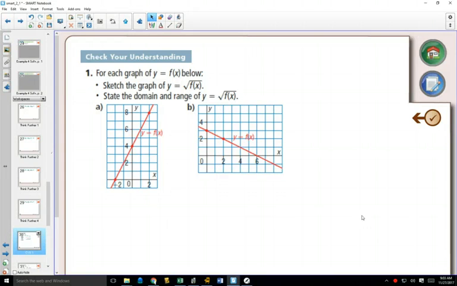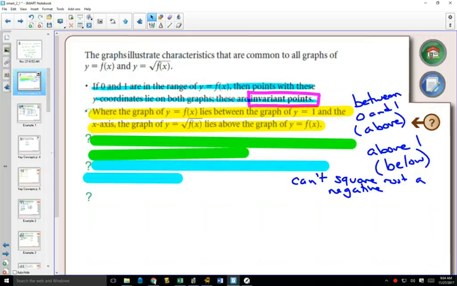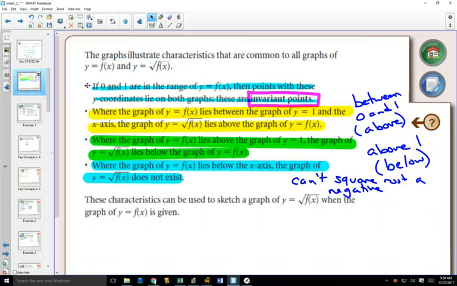We're given two graphs here, and for both of these, we want to draw the square root of that same graph on the same grid that's provided. So what we're going to do is think back to all these things that we highlighted here. We're going to look at when it is 0 and when it is 1, because those are our invariant points where things don't change. Between 0 and 1, our graph is going to be slightly above. After 1, our graph is going to be below. And we're going to remind ourselves that we can't take the square root of a negative.